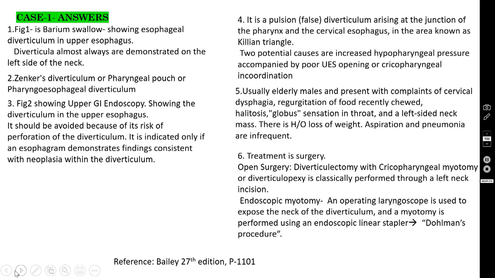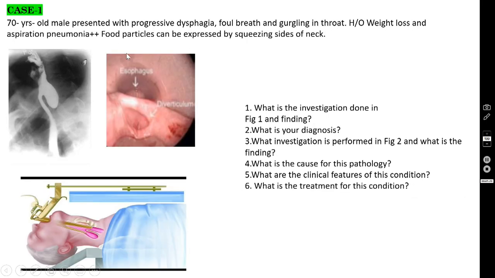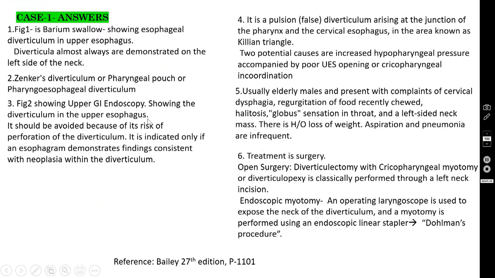The figure 2 here you are seeing, this is an upper GI endoscope. This is the esophagus and this is the blind ending diverticulum. You have to be very careful while you are doing the upper GI endoscope because otherwise you may perforate this diverticulum. This is showing the upper GI endoscope of the diverticulum, it should be avoided because of the risk of perforation.